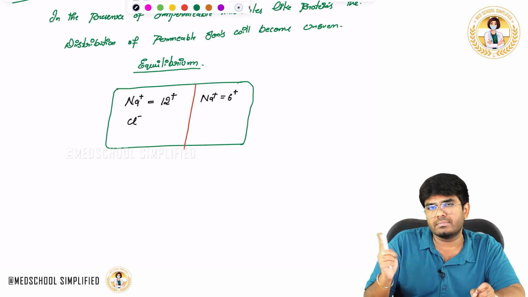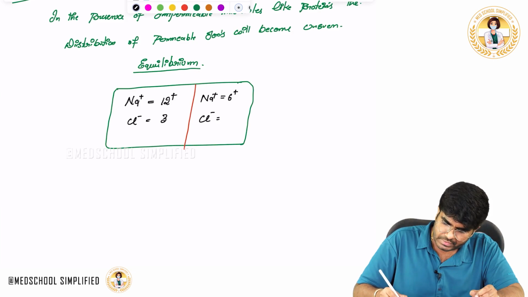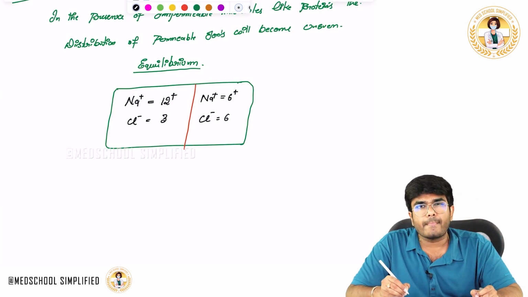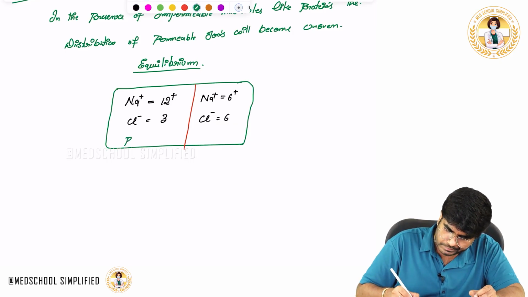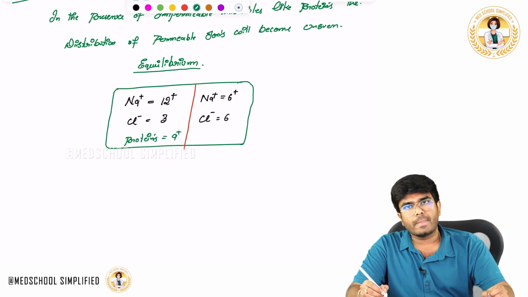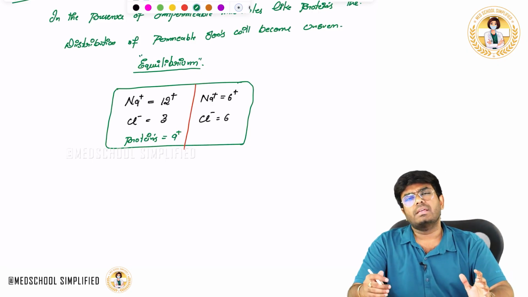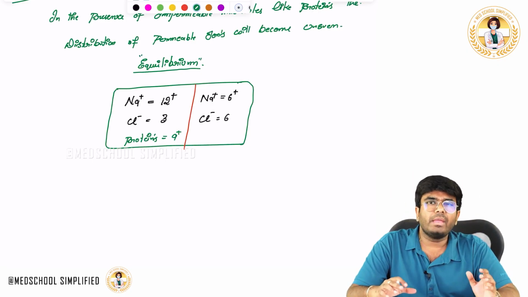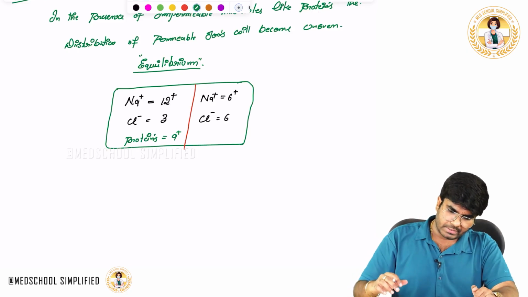Initially the number of chloride ions here was 4. One is moving across, so now chloride ions become 3 here and 6 in the other compartment. Here what else is there? Proteins are there, 9 protein molecules. Now equilibrium is attained. You might think, sir, how is equilibrium attained? What kind of equilibrium is attained? I will tell you.